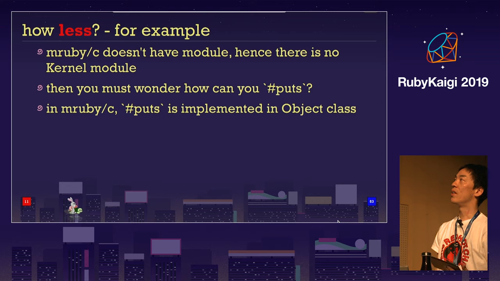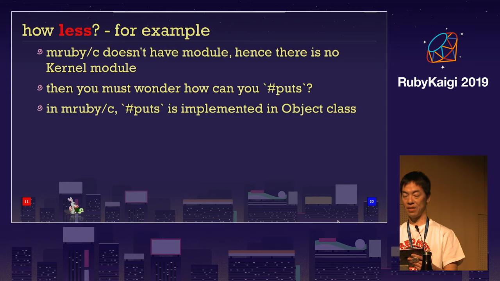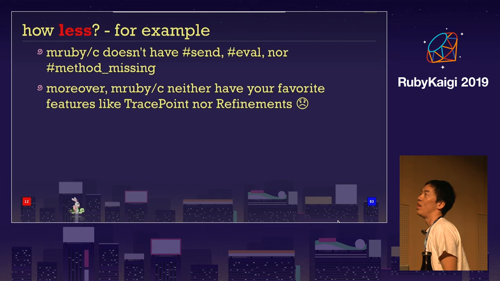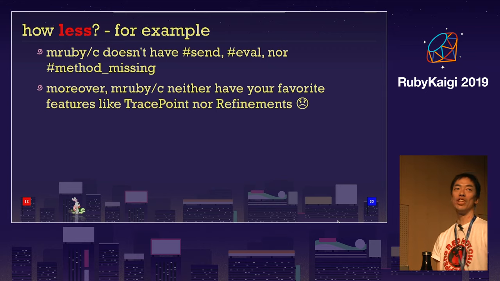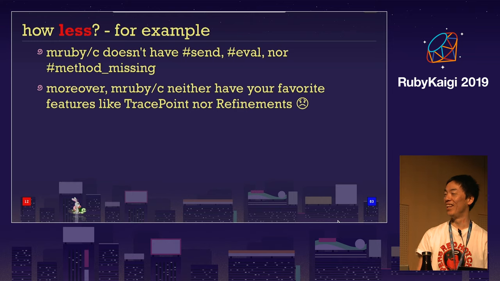Then you must wonder, how can you use puts? In mruby/C, puts is implemented in the Object class. Here's another example. mruby/C doesn't have send, eval, or method_missing. Moreover, mruby/C has neither your favorite features like TracePoint nor refinements. That's bad.